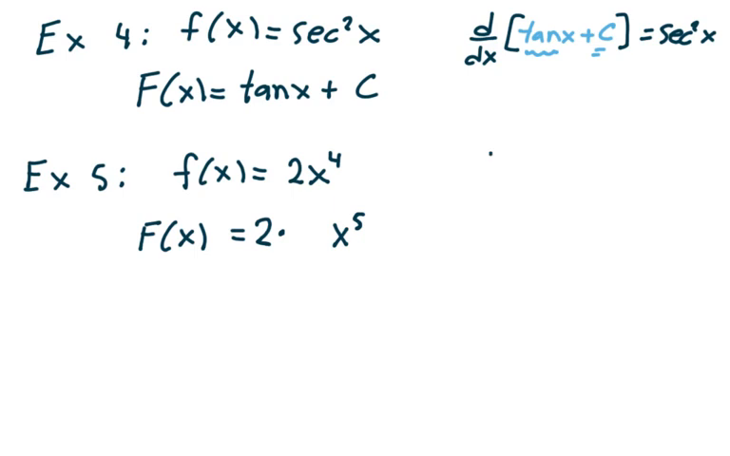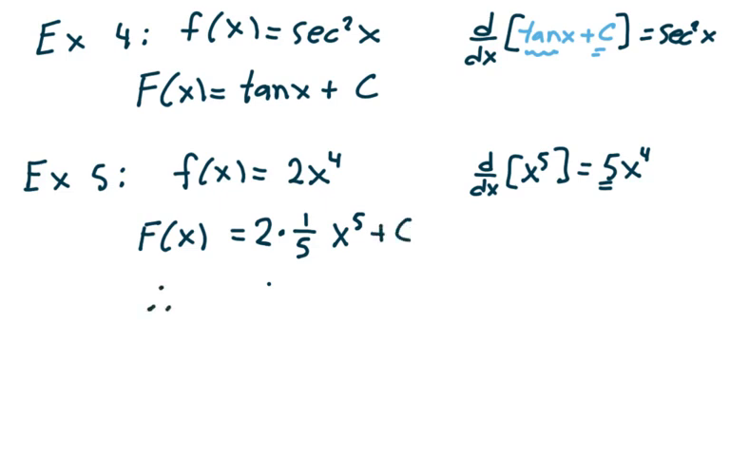The way I think about this is I notice that the derivative of x to the fifth is equal to 5x to the fourth. But I don't want that 5. And so to compensate for that, I'm going to divide by 5. And so I'm going to take 2 and multiply by 1/5. And then of course I have to add c. And so therefore, capital F of x is equal to 2/5 x to the fifth plus c.